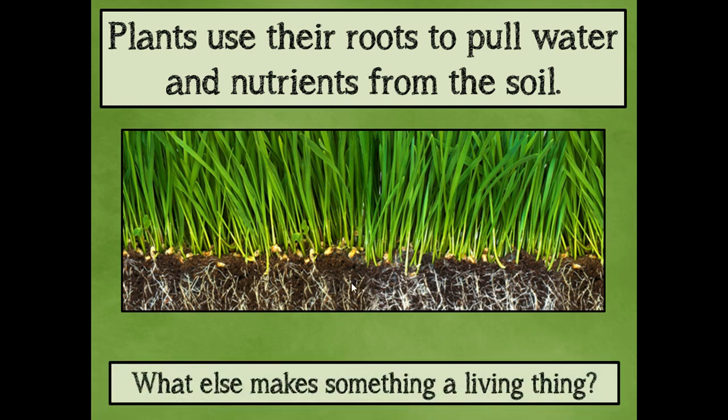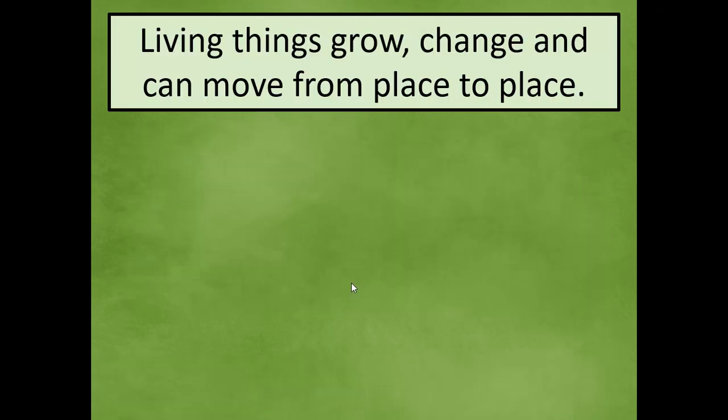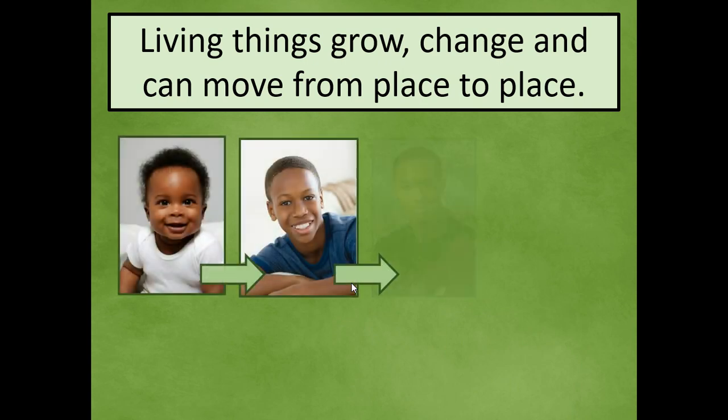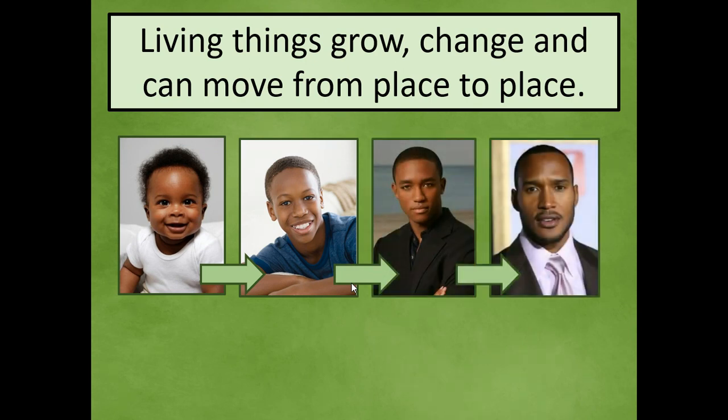What else makes something a living thing? Living things grow, change, and can move from place to place. You grow and change and move from place to place. You grow from a baby to a kid to an adult and then to a grandma and grandpa. And you can also move because you can move your feet and go from one place to another.